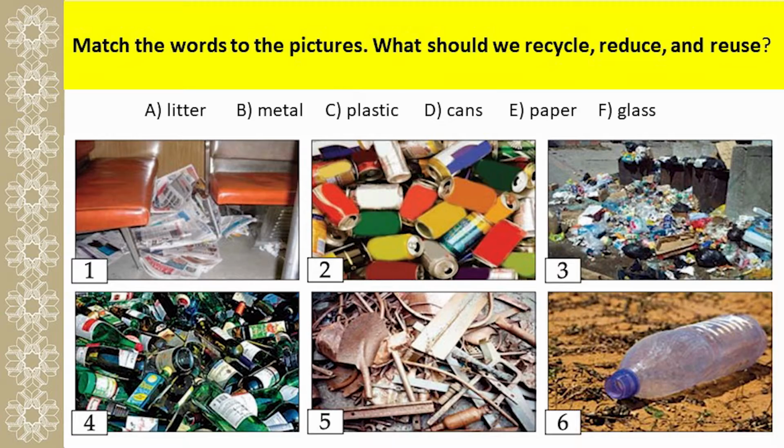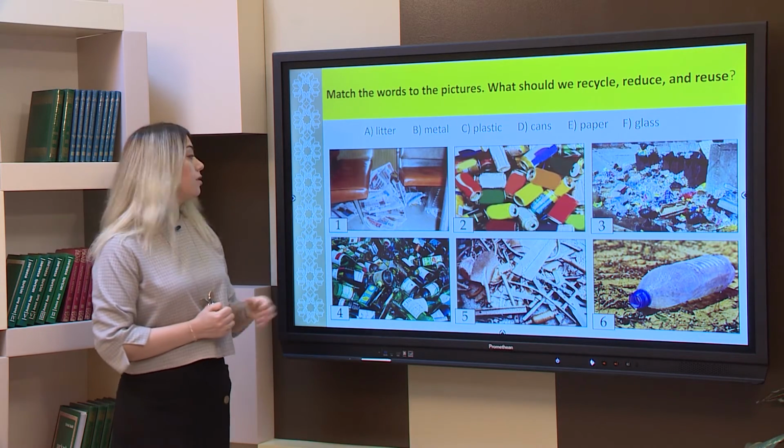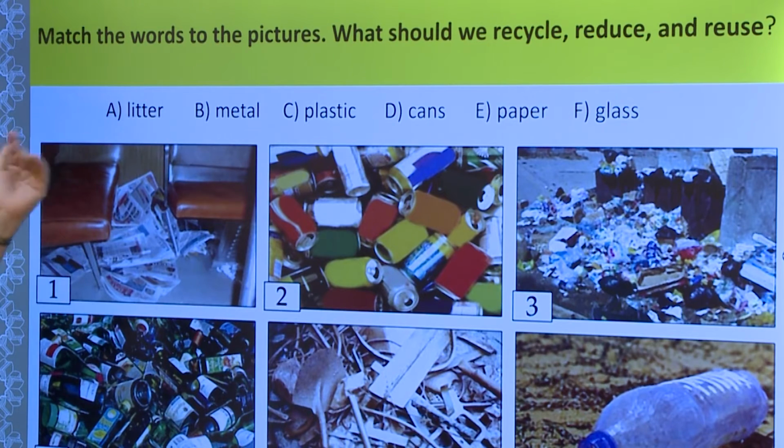In your textbooks, there is one exercise for us. We need to match the words with the pictures. So let's look at picture 1. What do you see in picture 1? Do you see litter? No. Do you see metal? No. Plastic, cans, paper. So number 1 is A, paper, because we can see some paper here, some newspaper here.